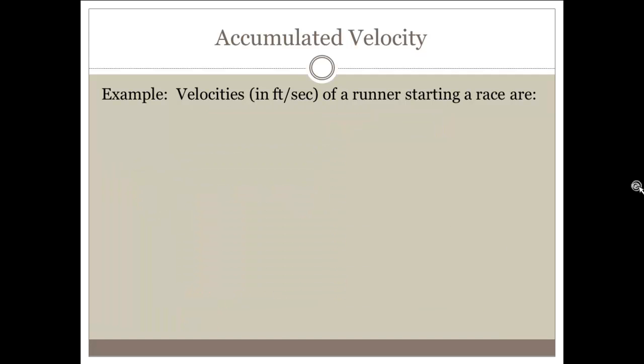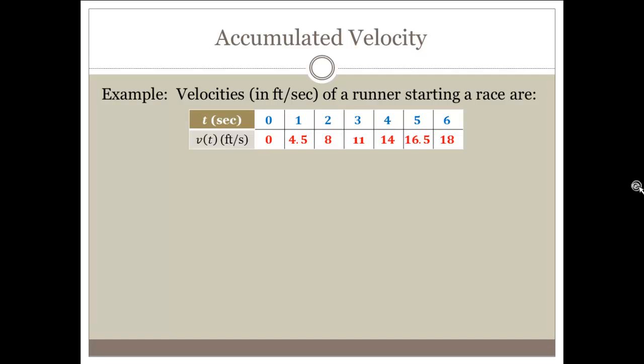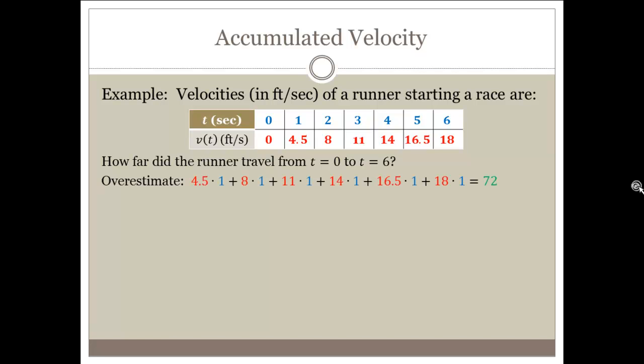We will now do graphically for this example what we did algebraically. That is, we will get a better understanding of what happened if we take smaller time intervals. So we will look at our table of t versus v, where we know the velocities at every second instead of every 2 seconds, and ask the question, how far did the runner travel from t equals 0 to t equals 6? Remember that for our overestimate, we approximated that the runner traveled at most 72 feet, and for our underestimate, at least 54 feet.